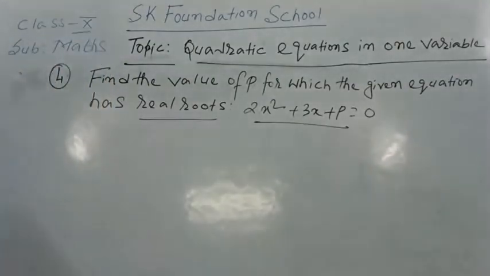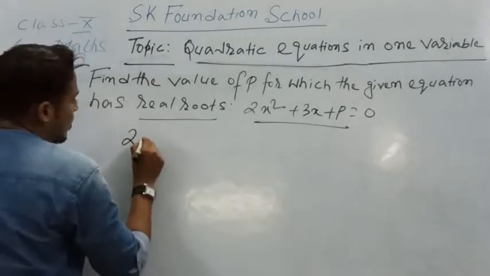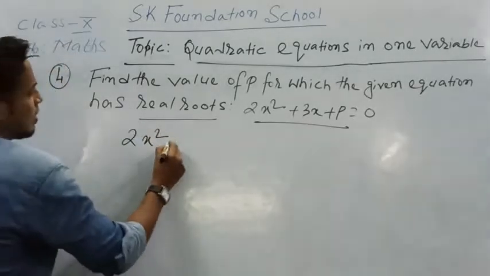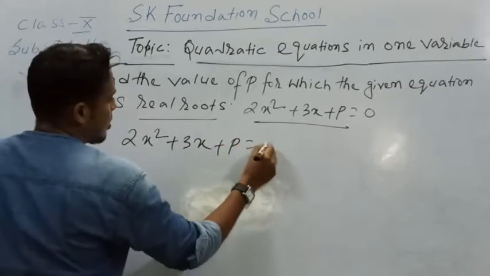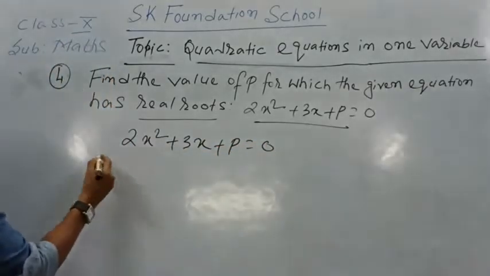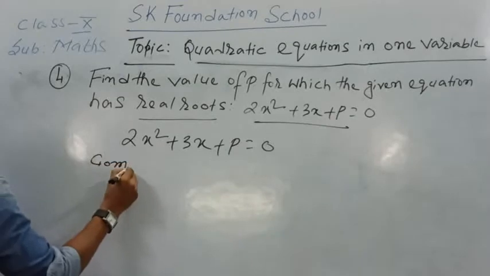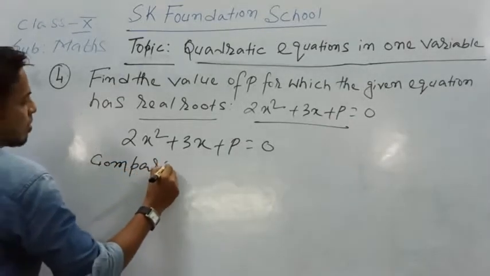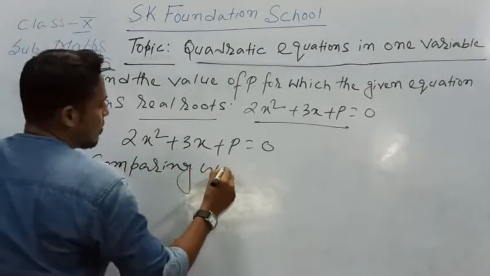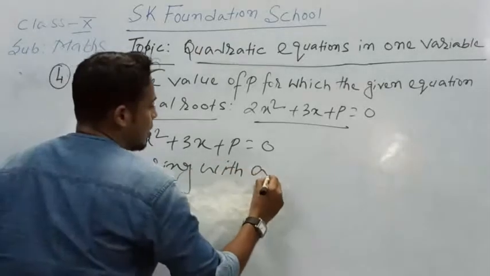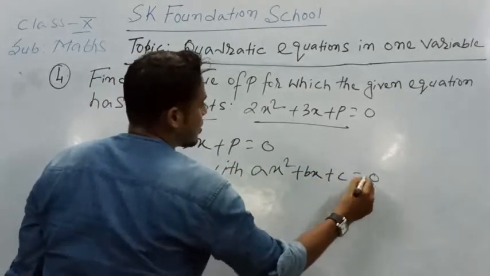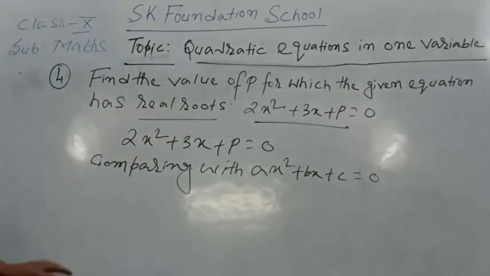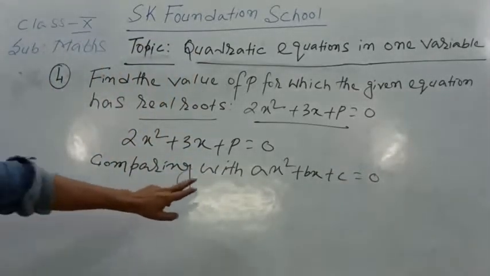Okay, so first we are going to compare this equation with ax square plus bx plus c. So this is our original equation. Now we are going to compare this equation with ax square plus bx plus c equals to 0.